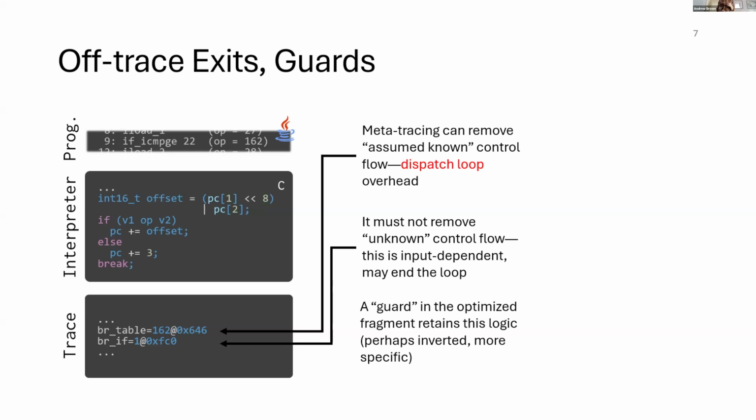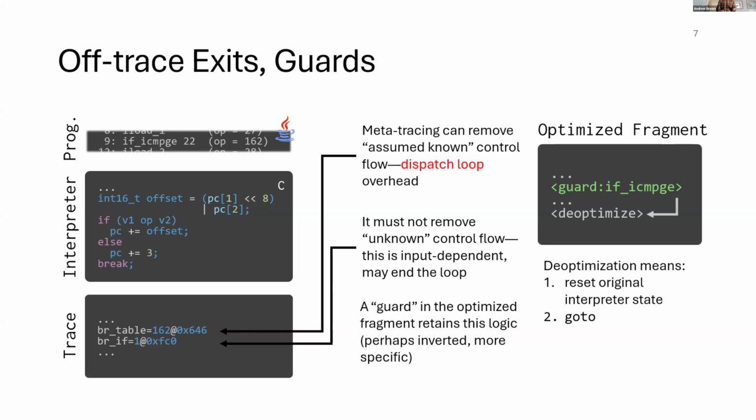We're going to call that form guards. This test, this branch if, may be inverted, or it may become more specific, but the guard must remain. If the guard fails during execution of the optimized fragment, we have an off-trace exit. We're leaving the assumed path of the hot loop, and the meta tracing system must de-optimize to the original interpreter. Typically in other systems, this involves resetting the interpreter state and executing a go-to to the right location in the interpreter.